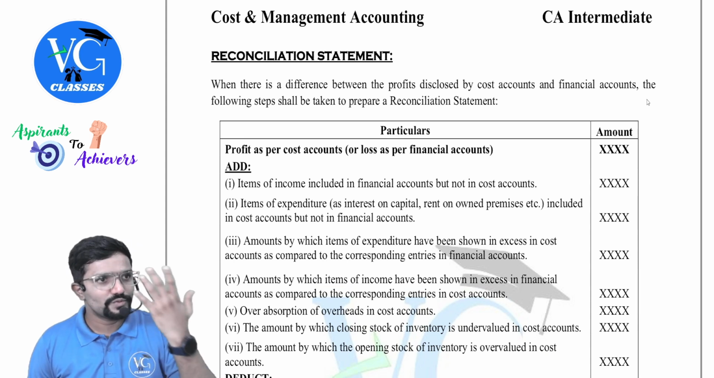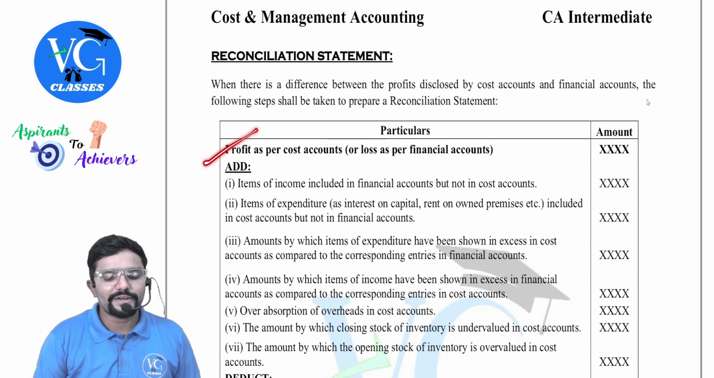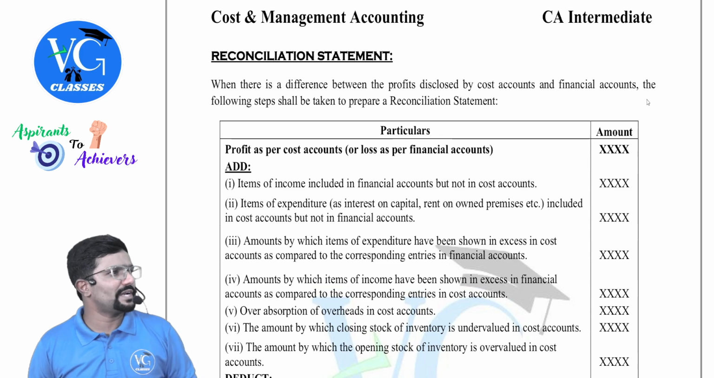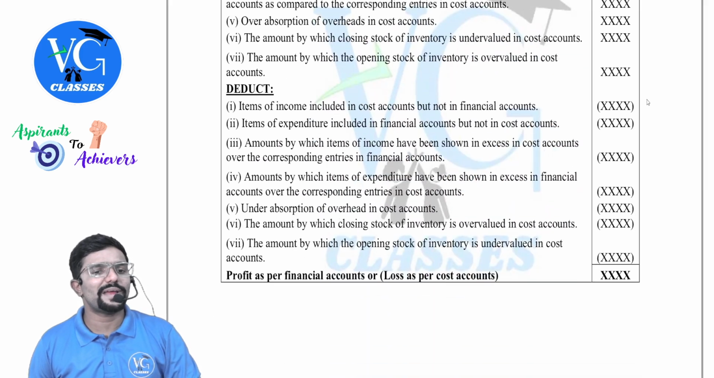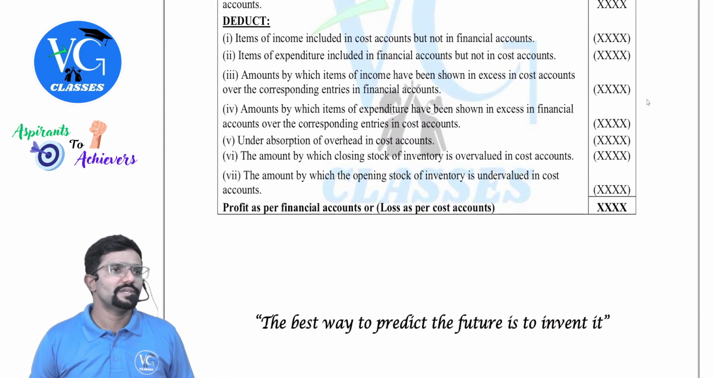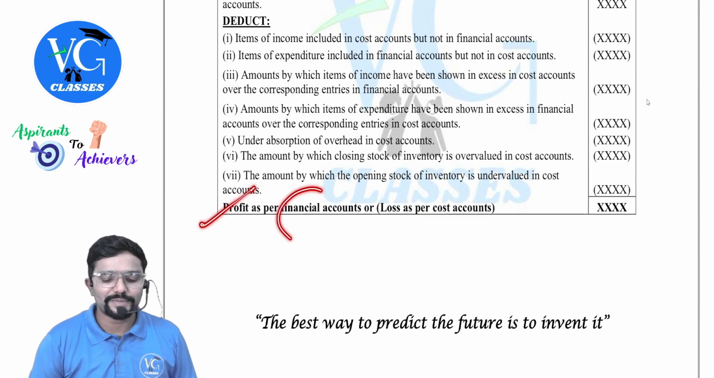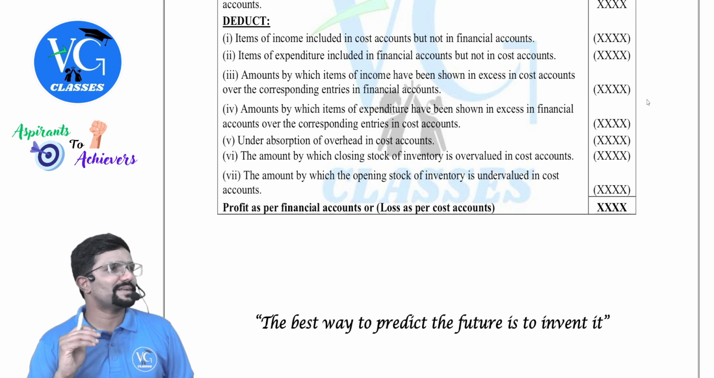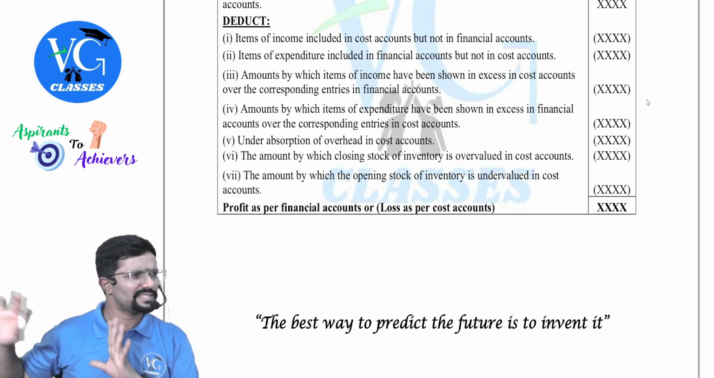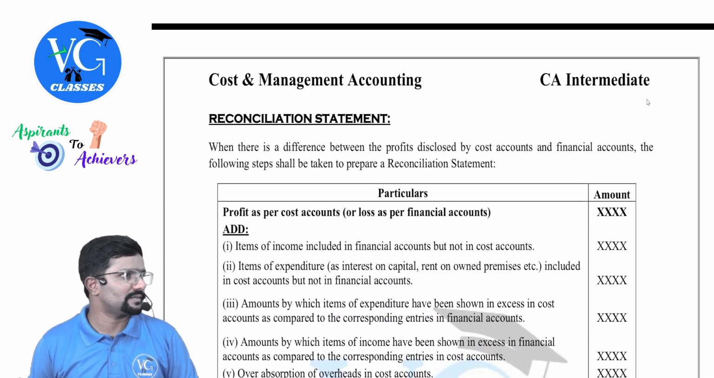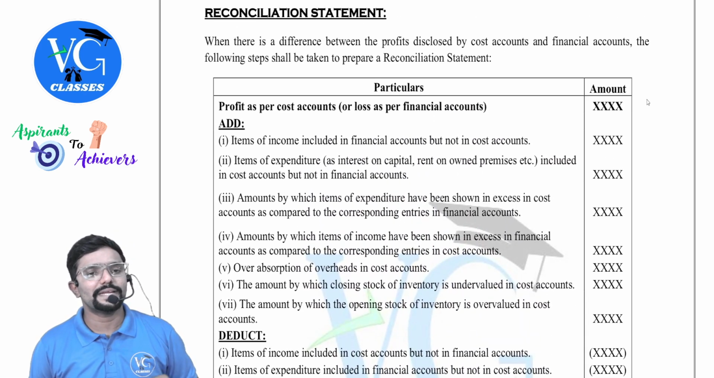Once you take any profit as a base, either cost profit or financial profit, you have to decide what all has to be added and what all has to be deducted. Then at the end, you will get the profit as per the other. Don't worry about the loss, I will take care of loss later.